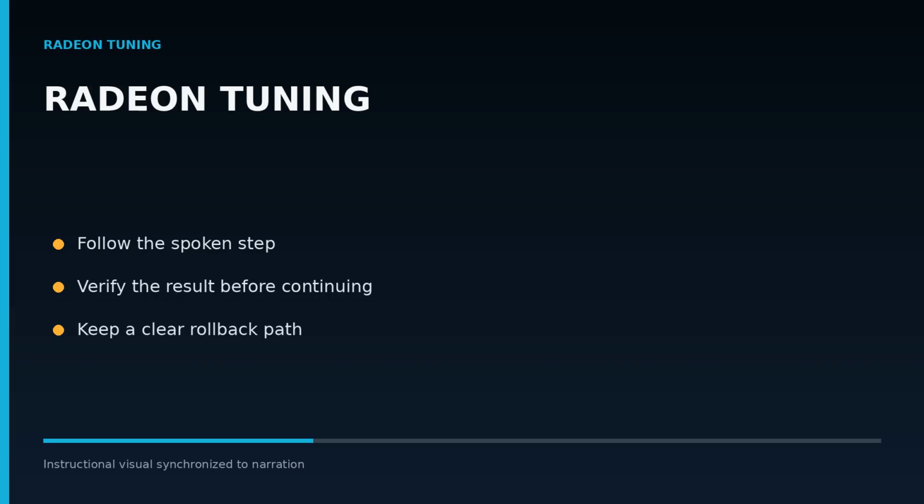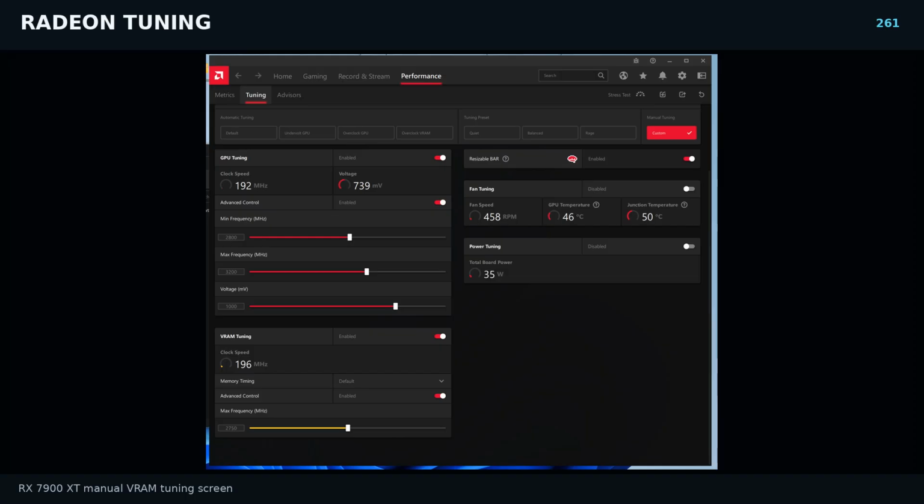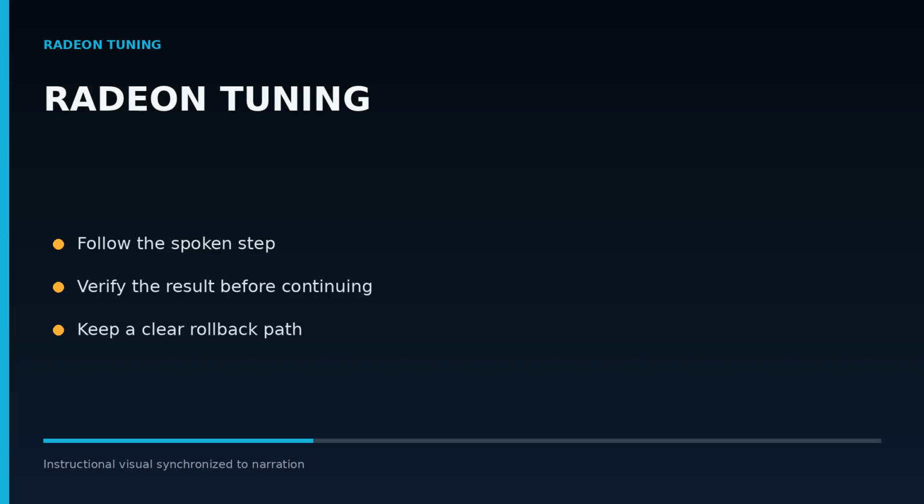Next, look at the VRAM controls. You can set a maximum memory frequency, and on some driver versions, adjust timing presets. Approach VRAM tuning conservatively. Artifacting and driver timeouts are your warning signs. You also have a power limit slider.